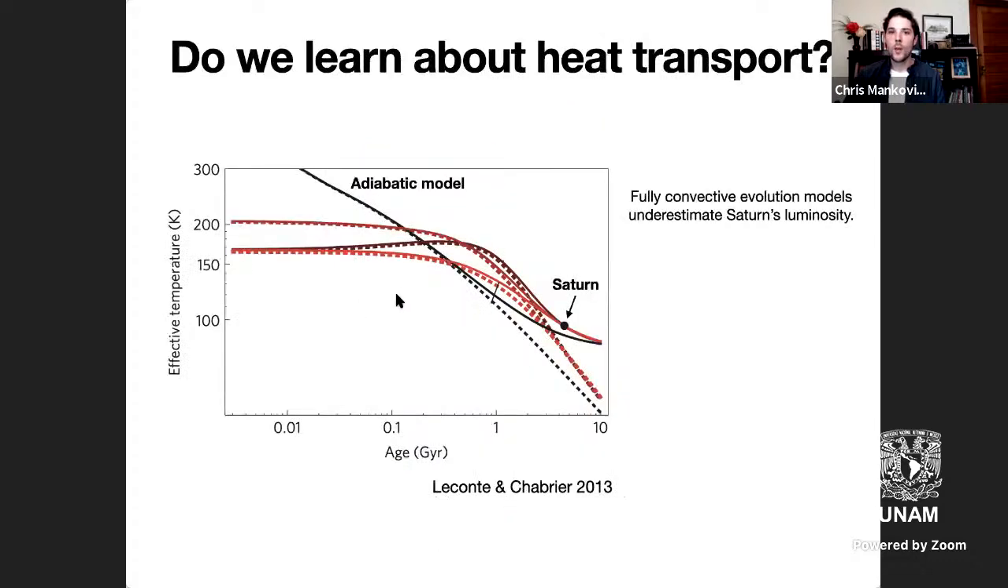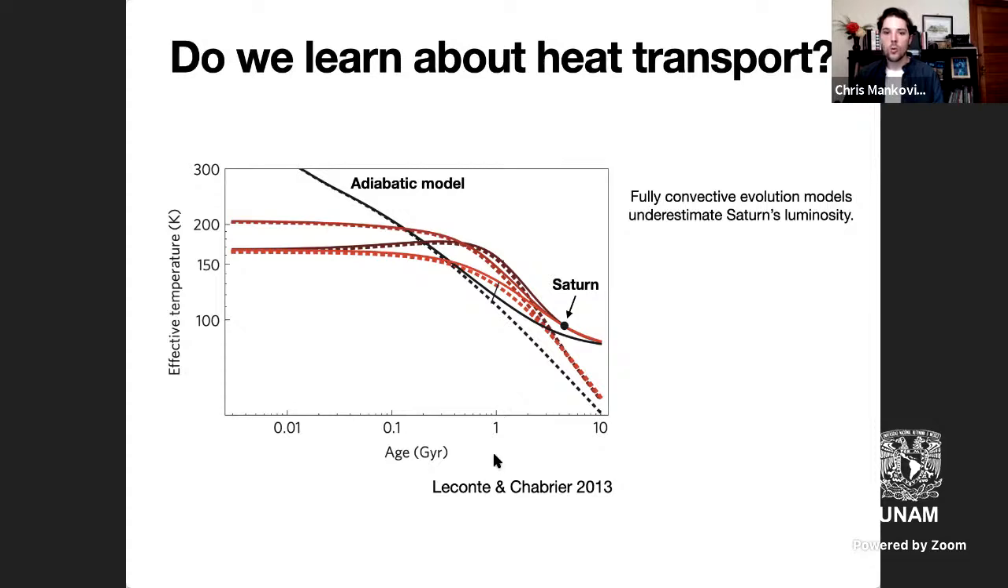One thing that would be really nice is to learn about heat transport inside Saturn. There's this decades-old problem in understanding Saturn's interior structure, which is that fully convective, and so nearly adiabatic, interior models, if you make an evolutionary model like that, then you seriously underestimate Saturn's present-day luminosity. So this black curve is one of those models. It doesn't look that bad on this plot, which is log temperature, but in terms of luminosity, you would be underestimating Saturn's current-day luminosity by something like 50% if you have an adiabatic model.